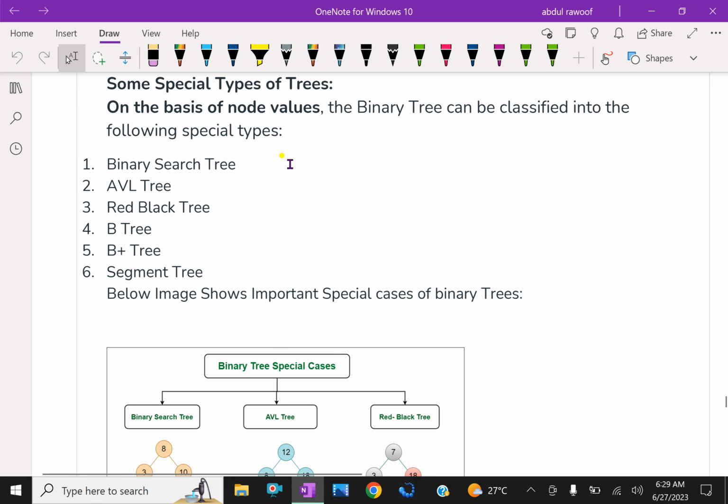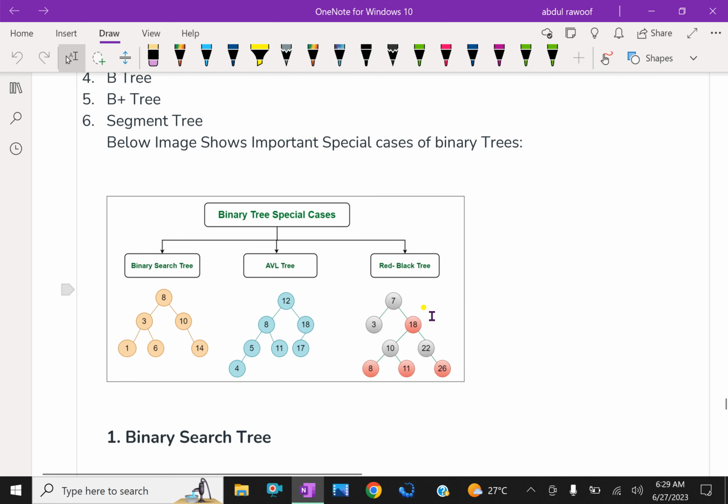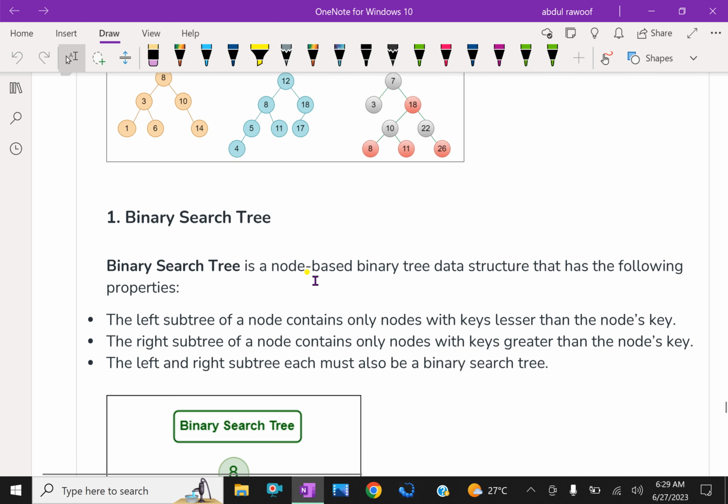Some special types of trees. On the basis of node values, the binary tree can be classified into the following special types: binary search tree, AVL tree, red-black tree, B tree, B plus tree, segment tree. The image below shows the important special cases of binary tree. Here, the special cases of binary tree include binary search tree, AVL tree and red black tree. You have to remember this.